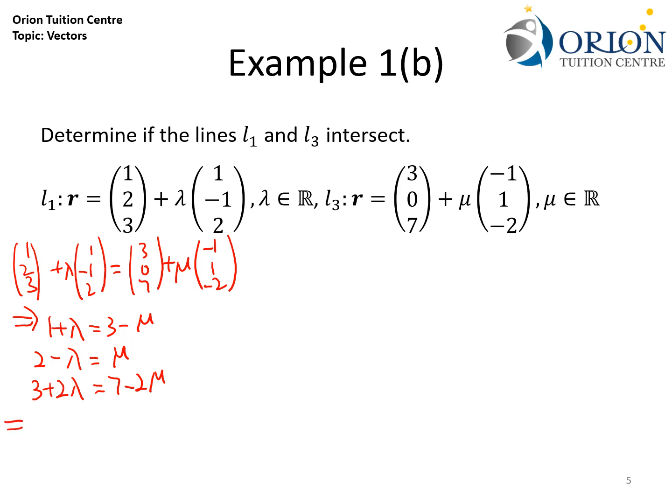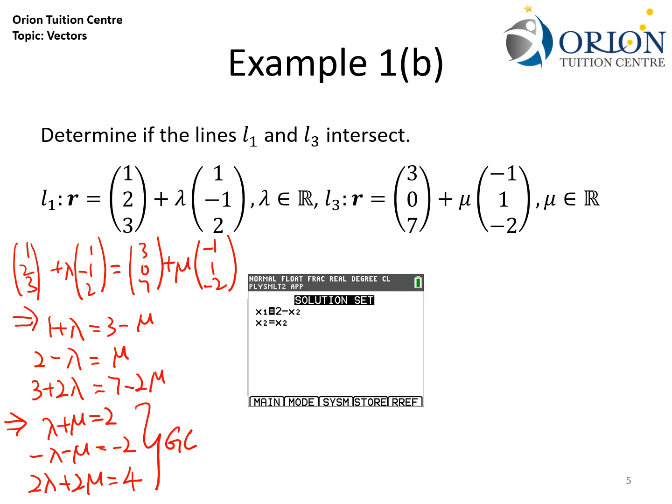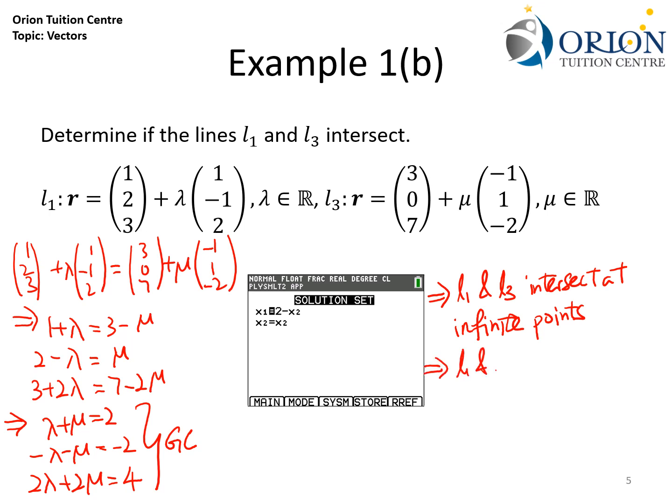And we can rearrange these equations to become lambda plus mu equals 2, minus lambda minus mu equals minus 2, and 2 lambda plus 2 mu equals 4. And again, we can key these three equations into our GC, which will give us this solution screen over here. And this tells us that there are infinite number of solutions. L1 and L3 intersect at infinite points, and therefore this tells us that L1 and L3 are the same line.